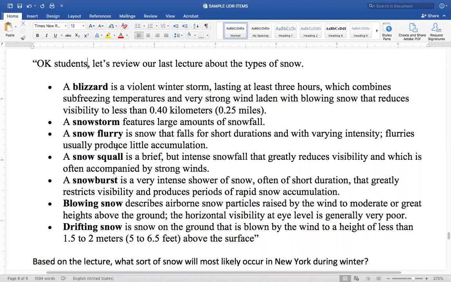A snow squall is a brief but intense snowfall that greatly reduces visibility and which is often accompanied by strong winds. A snow burst is a very intense shower of snow, often of short duration, that greatly restricts visibility and produces periods of rapid snow accumulation. Blowing snow describes airborne snow particles raised by the wind to moderate or great heights above the ground. The horizontal visibility at eye level is generally very poor. Drifting snow is snow on the ground that is blown by the wind to a height of less than 1.5 to 2 meters, so 5 to 6.5 feet above the surface.